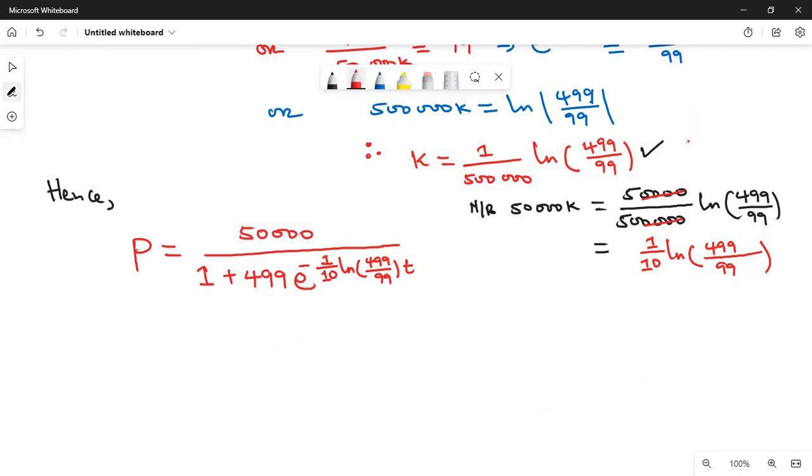Of course, this you could always simplify. Look at that exponential function. And remember, 1 over 10 is the same as 0.1. So that's negative of 0.1 t times log 499 over 99, which when you use the laws of indices, this can as well be written as 50,000 over 1 plus 499. Now that exponential function can be written as 499 over 99 raised to negative 0.1 t.